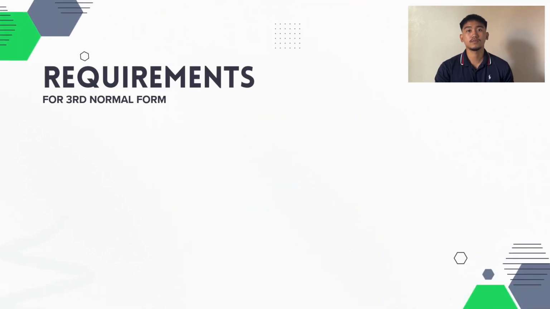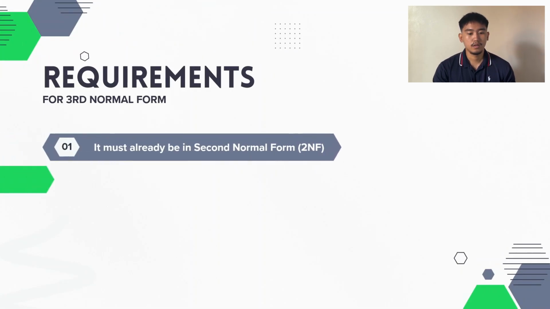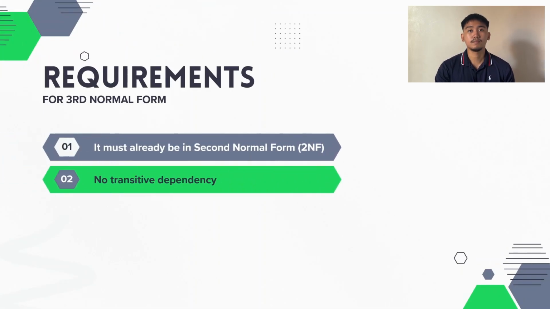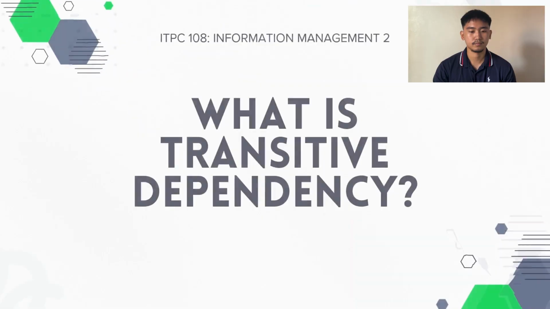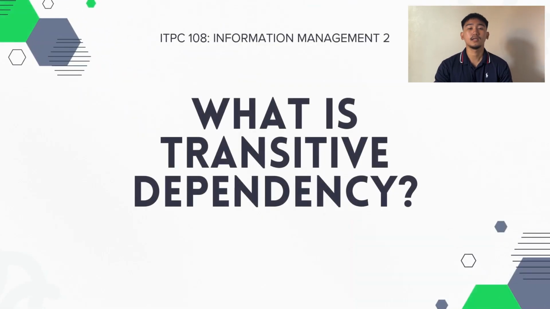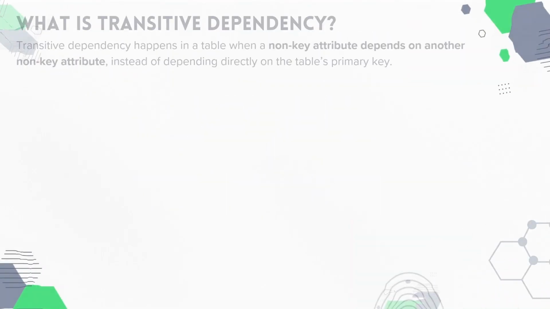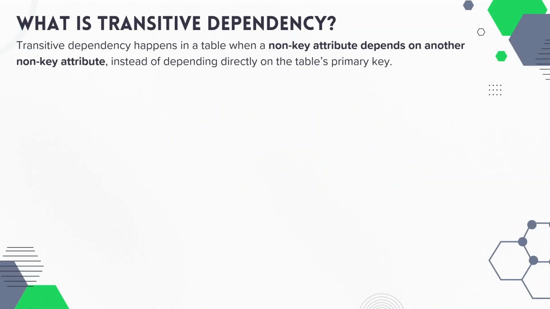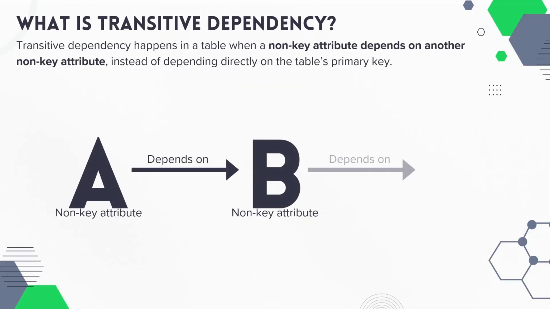Here are the requirements for third normal form. The first one is that it must be in second normal form, and there should be no transitive dependency. Now, what exactly is transitive dependency? Transitive dependency happens in a table when a non-key attribute depends on another non-key attribute instead of depending directly on the table's primary key. Here we have a simple diagram.